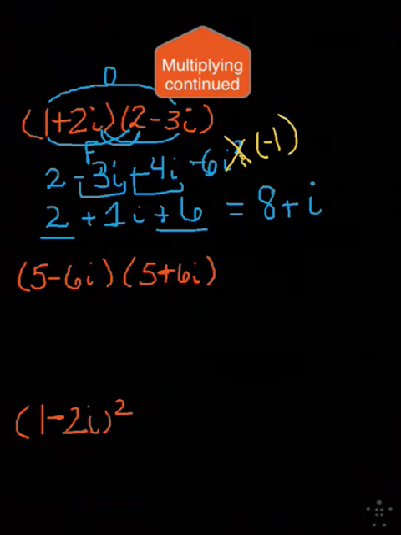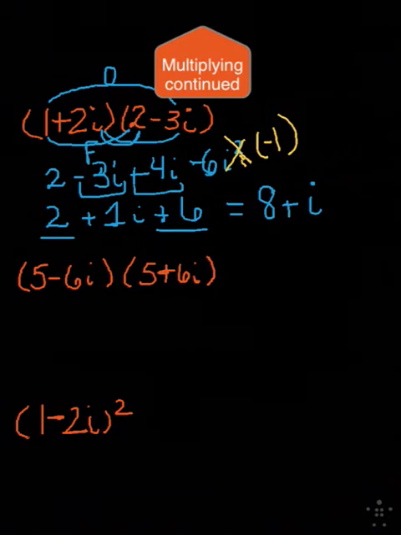So we use the FOIL method first: first, outside, inside, last. When we were multiplying, or you can use the box method. I'm just using FOIL to save space here.